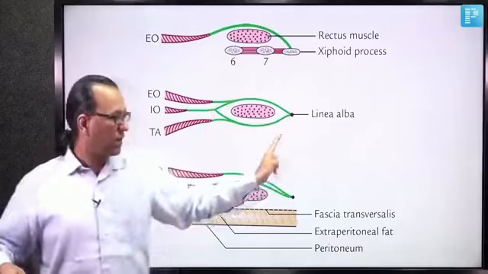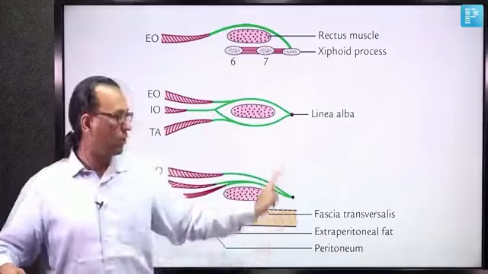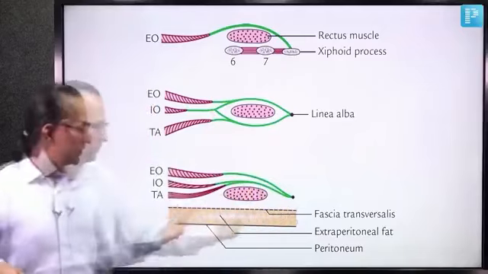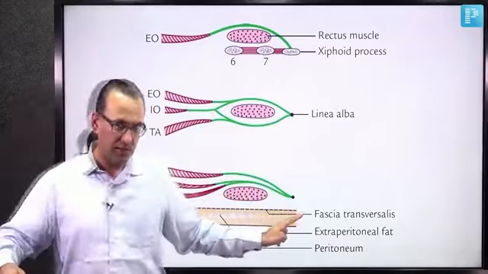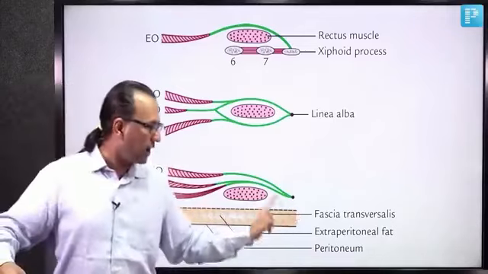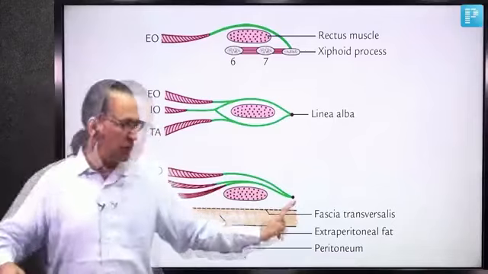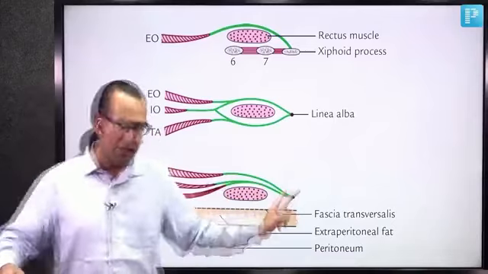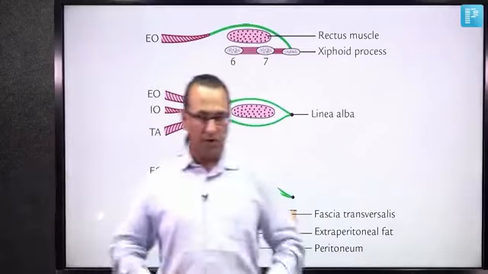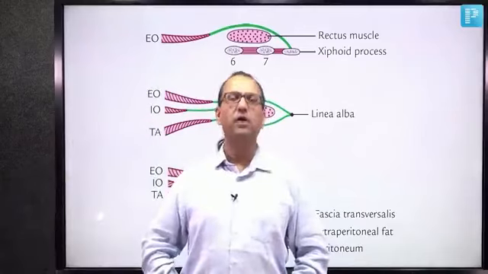Now in the lower part of the abdomen, below the arcuate line, you will find the rectus abdominis muscle is lying directly on the deeper fascia, which is the fascia transversalis. As all the muscles, whether external, internal, or transversus abdominis, contribute anterior to the rectus abdominis muscle, the rectus sheath is present only anteriorly, and the posterior layer of the rectus sheath is missing in the lower part of the abdominal wall below the arcuate line.